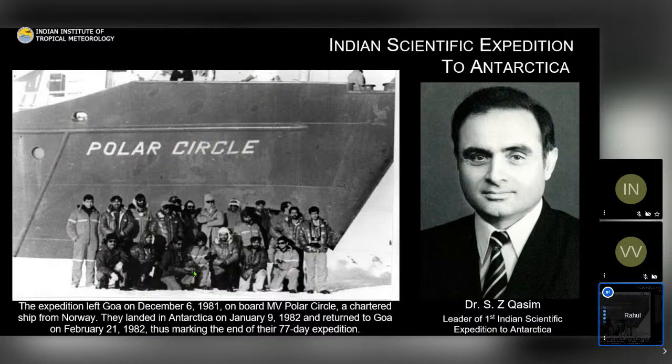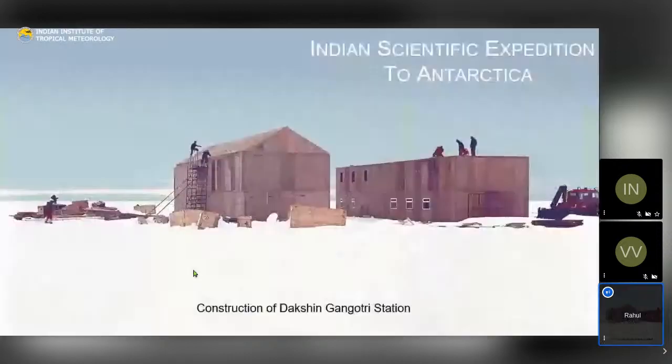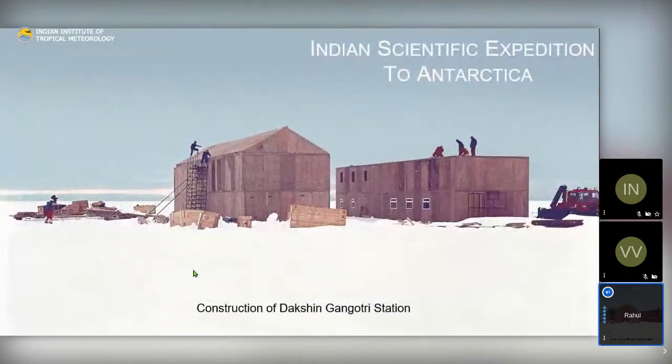This gave us the belief that, yes, we can have our research base in Antarctica. Though a second team, under the leadership of V.K. Raina, left with very clear guidelines for the site identification of the first base, setting up communication links, and also trying to do some scientific research.